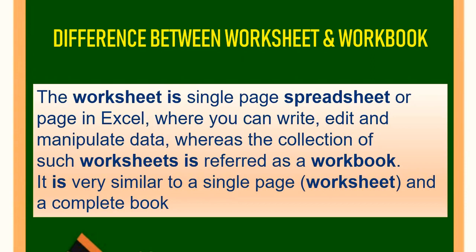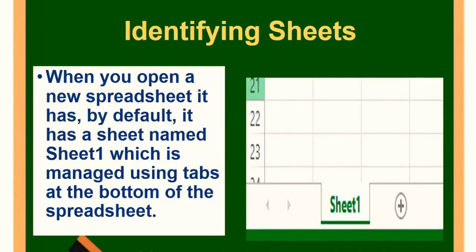Then what about a workbook? A collection of worksheets is referred to as a workbook. It is very similar to a single page and a complete book. In your book, you have a collection of pages, called a book. That book is called a workbook, and the single page is called a worksheet. I hope you all understand the difference between worksheet and workbook, right?